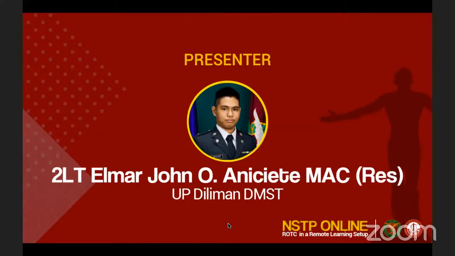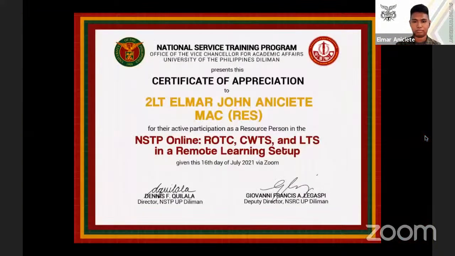Pero for now, we'd like to present Second Lieutenant Anichete with a certificate of appreciation for his very comprehensive presentation. So the certificate reads, the National Service Training Program, Office of the Vice Chancellor for Academic Affairs, University of the Philippines, Diliman, presents this certificate of appreciation to Second Lieutenant Elmar John Anichete for their active participation as a resource person in the NSTP Online, ROTC, CWTS, and LTS in a remote learning setup. Given this 16th day of July 2021 via Zoom, signed Dennis F. Kilala, Director NSTP UP Diliman, and Giovanni Francis A. Legaspi, Deputy Director NSRC UP Diliman. Maraming salamat po sir for your time. Maraming salamat din po.